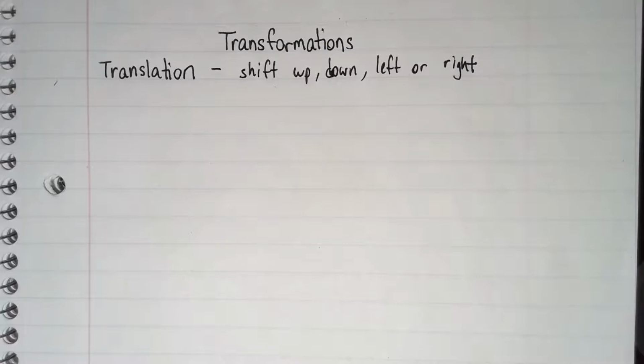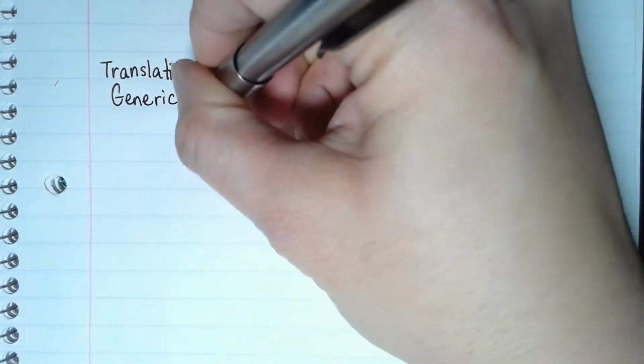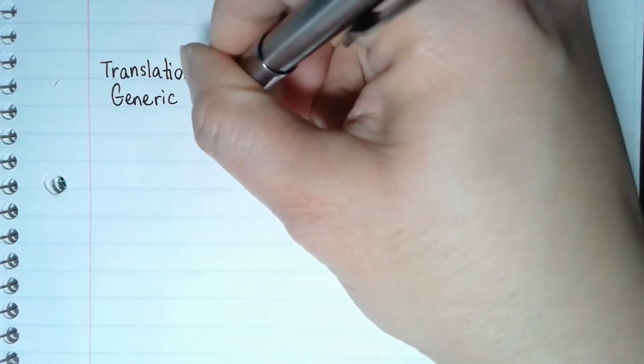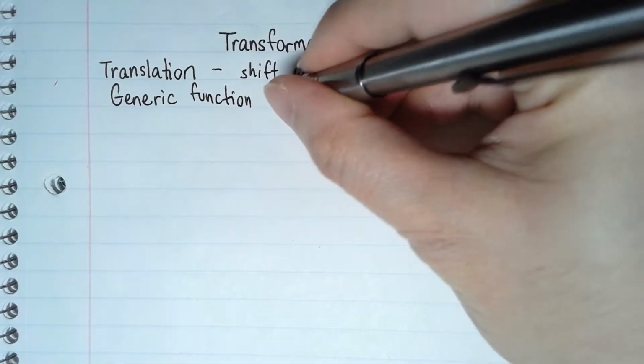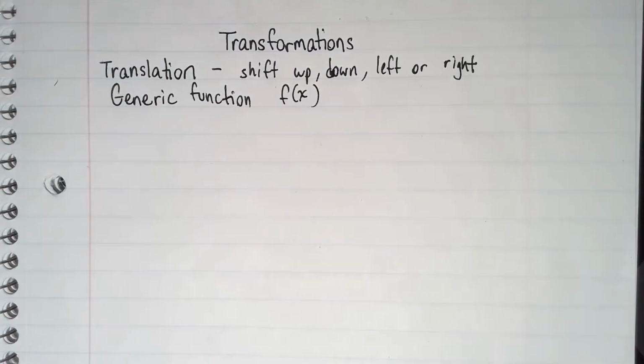So let me give a random function. Right now, let's talk about a generic function, and the one that you guys are used to seeing is f of x. It's pretty easy to know if you have a translation. If you see it's adding or subtracting a number, then you know you have a translation. So the location of the adding and subtracting is very, very important.